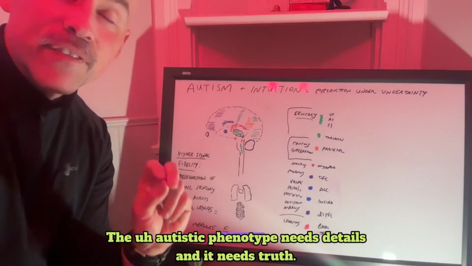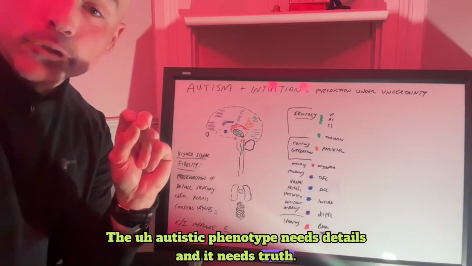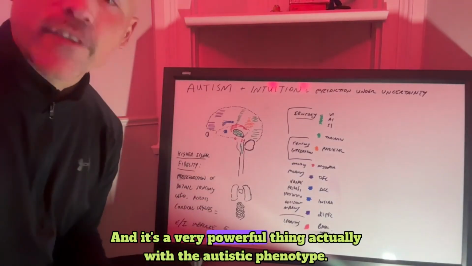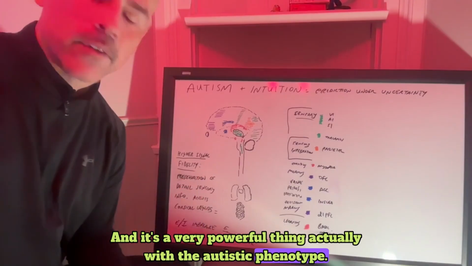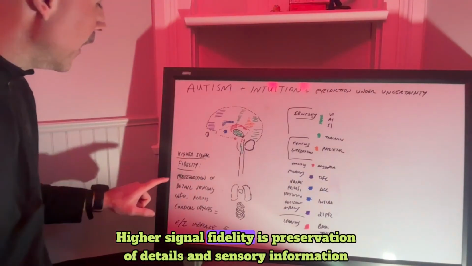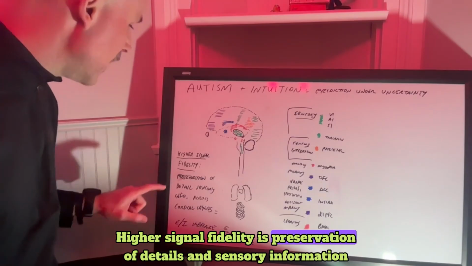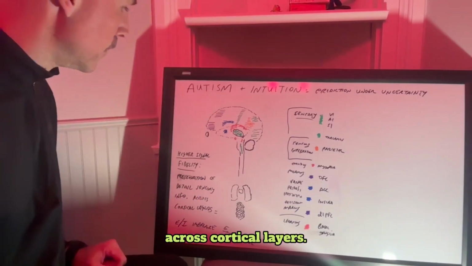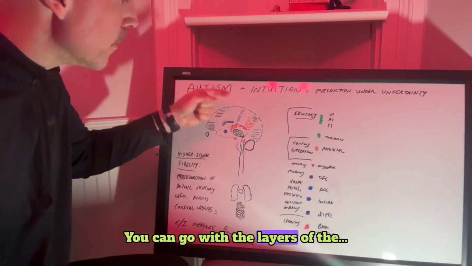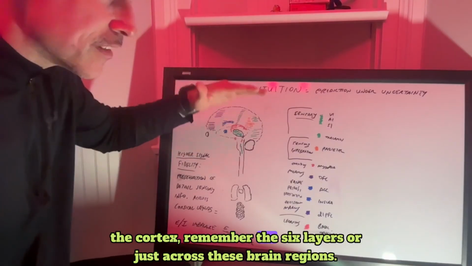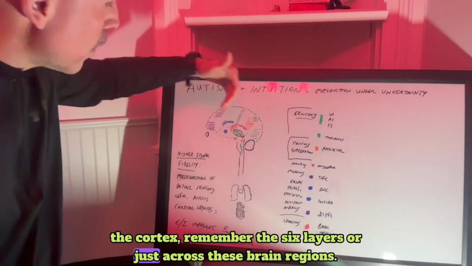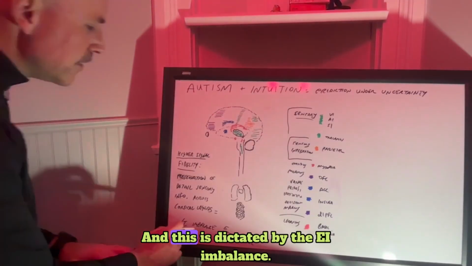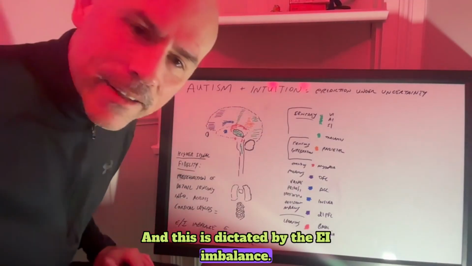The autistic phenotype needs details and it needs truth. And it's a very powerful thing, actually, with the autistic phenotype. Higher signal fidelity is preservation of details in sensory information across cortical layers. You can go with the layers of the cortex, remember the 6 layers, or just across these brain regions. Either way. And this is dictated by the EI imbalance.